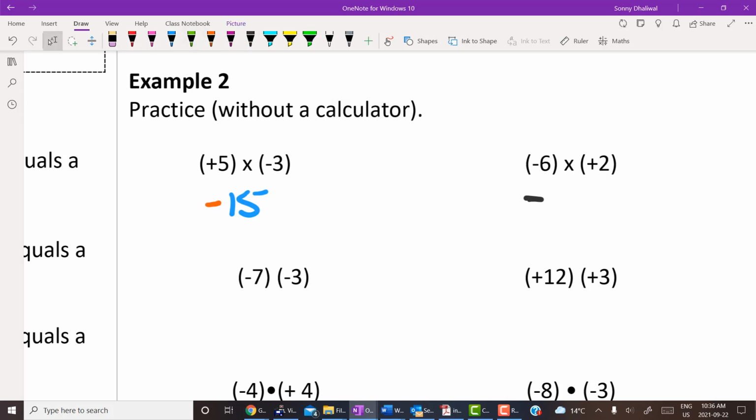All right. Multiply the numbers together. 6 and 2. What do you get? 12. Nice.